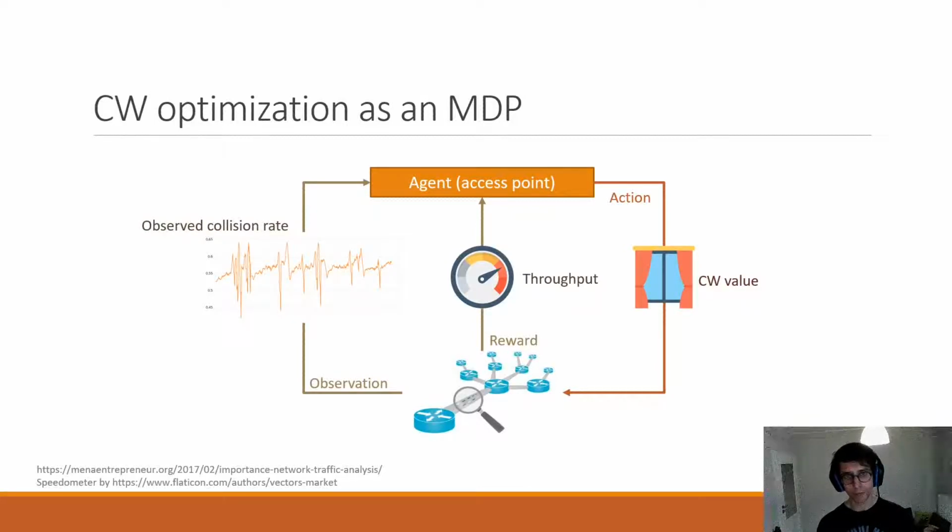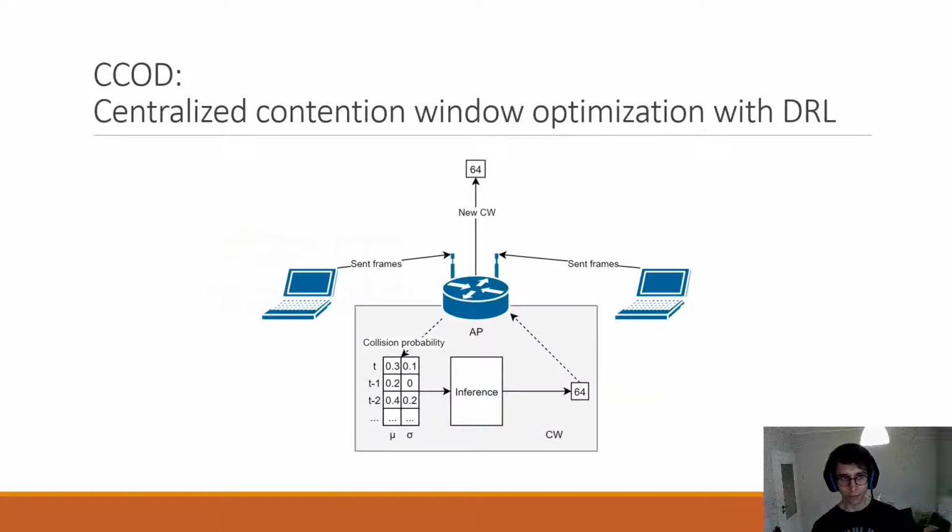The agent, the access point, will take actions basing on the observed collision rate, and the actions that it will choose from will be different values of the contention window value. The access point will try to optimize the CW with respect to the throughput. To this end, we have proposed CCOD, a centralized contention window optimization with deep reinforcement learning.